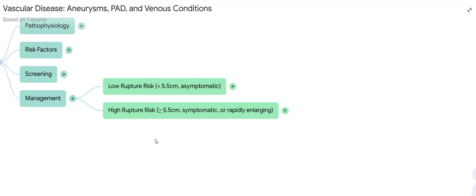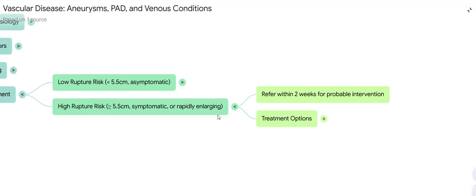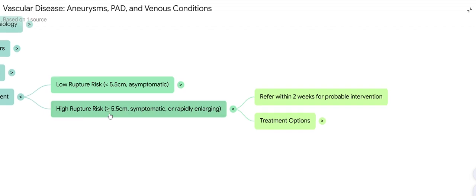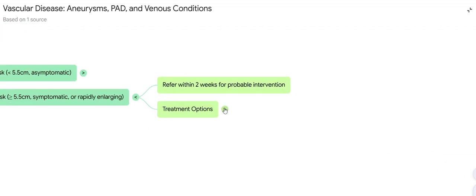Okay, so the next thing is, if it is a high rupture risk, so it can either be more than 5.5 centimeter, or the patient is symptomatic, or it is rapidly enlarging, like more than 1 centimeter per year, then what we have to do, we have to do the same thing. We have to refer within 2 weeks for probable intervention. Okay, we have to refer the patient within 2 weeks for probable intervention if it is a high rupture risk AAA. What are the treatment options now?